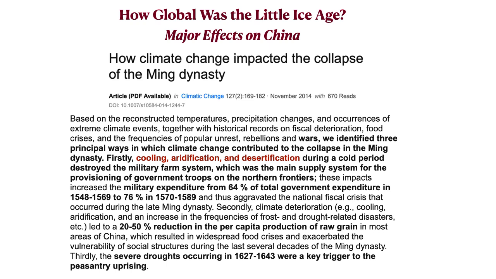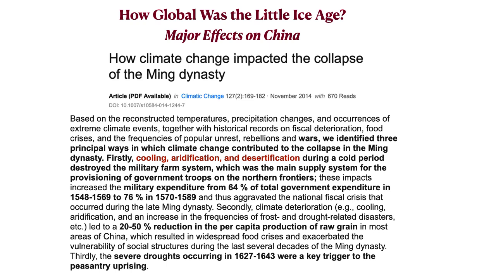But anyway, if we ask ourselves how global it was, it does seem to have had major effects in China. Just to quote from this article here: we have identified three principal ways in which climate change contributed to the collapse of the Ming Dynasty that occurred in 1644. First, it's cooling, aridification or drying, and desertification during a cold period, which destroyed the military farm system, which was the main supply system for provisioning government troops on the northern frontiers.